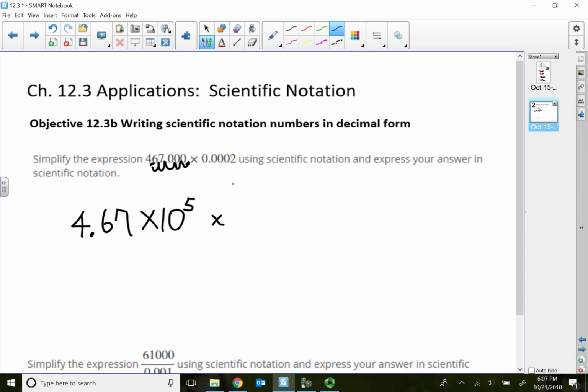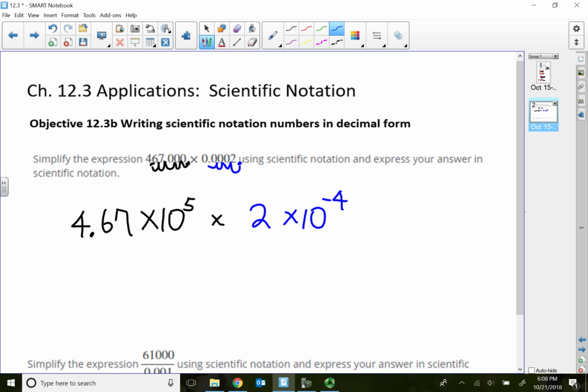Times, for the 0.0002, let's convert into scientific notation. It's going to be something times 10 to some exponent. Since this number is between 0 and 1, I know my exponent will be negative. Where should I move this decimal to? If I move it in front of the 2, that will be 0.2, which I cannot do because the number in front of times 10 always has to be between 1 and 10. So the decimal naturally goes behind my 2. So I have a 2 times 10 to the what power? Let's see how many places I need to move: 1, 2, 3, 4 places.